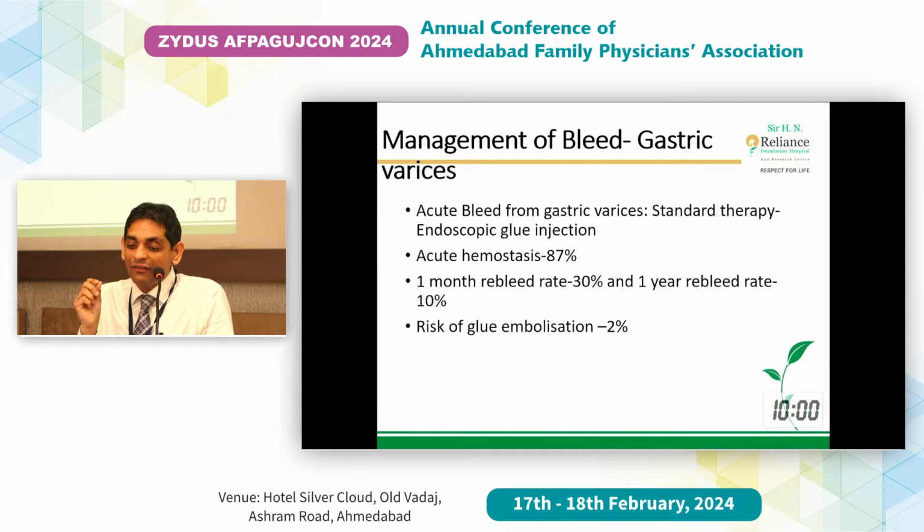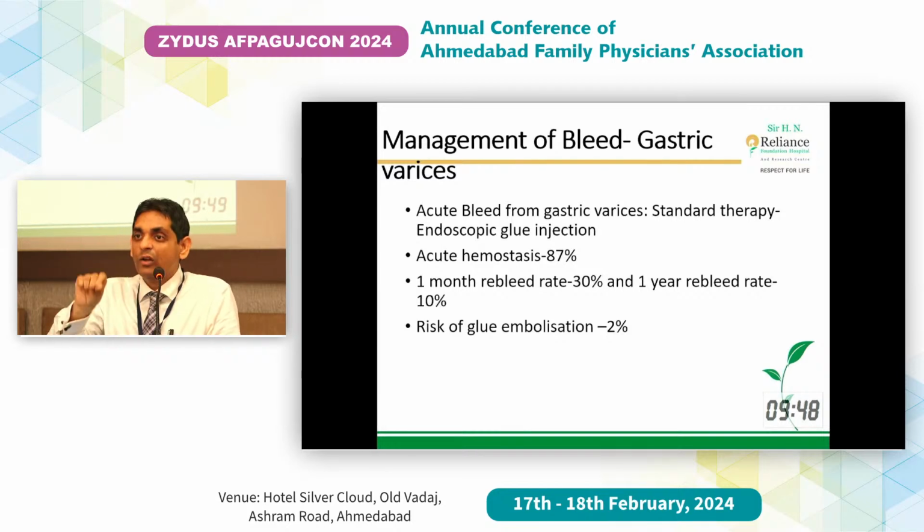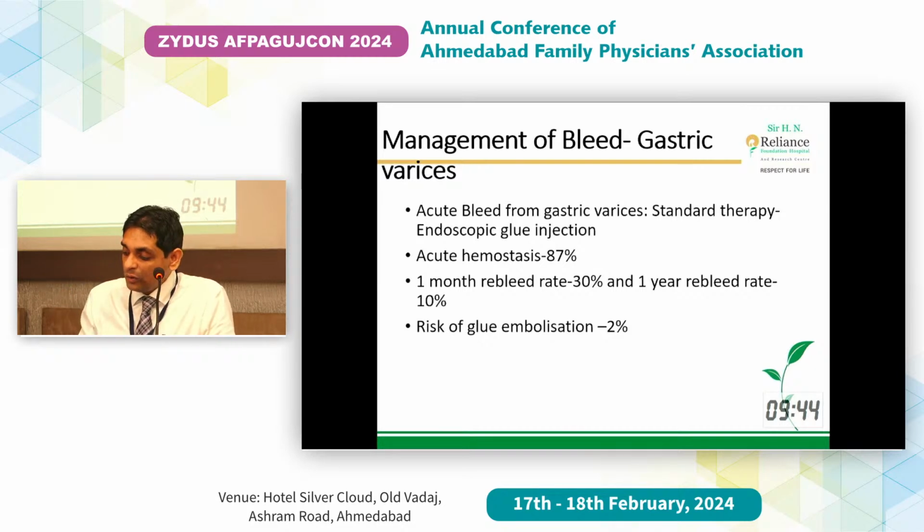The third part of our talk is about bleeding gastric varices. In acute bleeding from gastric varices, the standard therapy is doing endoscopic glue injection. You achieve a good hemostatic rate, but there is a 30% chance of rebleeding in the first month. That is why after 4 to 6 weeks of the first glue injection, you want to recheck them. The risk of embolization is around 2%.